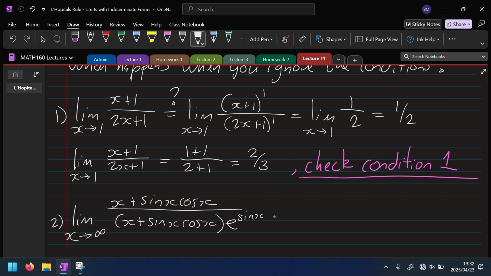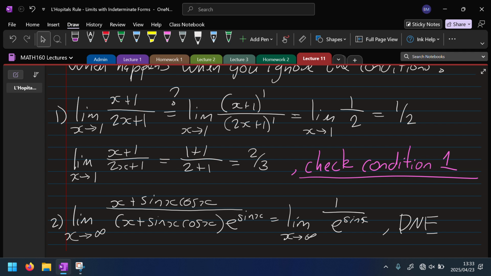So this is going to be equal to the limit as x goes to infinity of 1 over e to the sine x. But sine x is going to go between -1 and 1. It's going to oscillate, which means this limit doesn't exist. It always goes -1, 1, -1, 1. It never goes to some limit. So this limit does not exist. That's the correct answer.